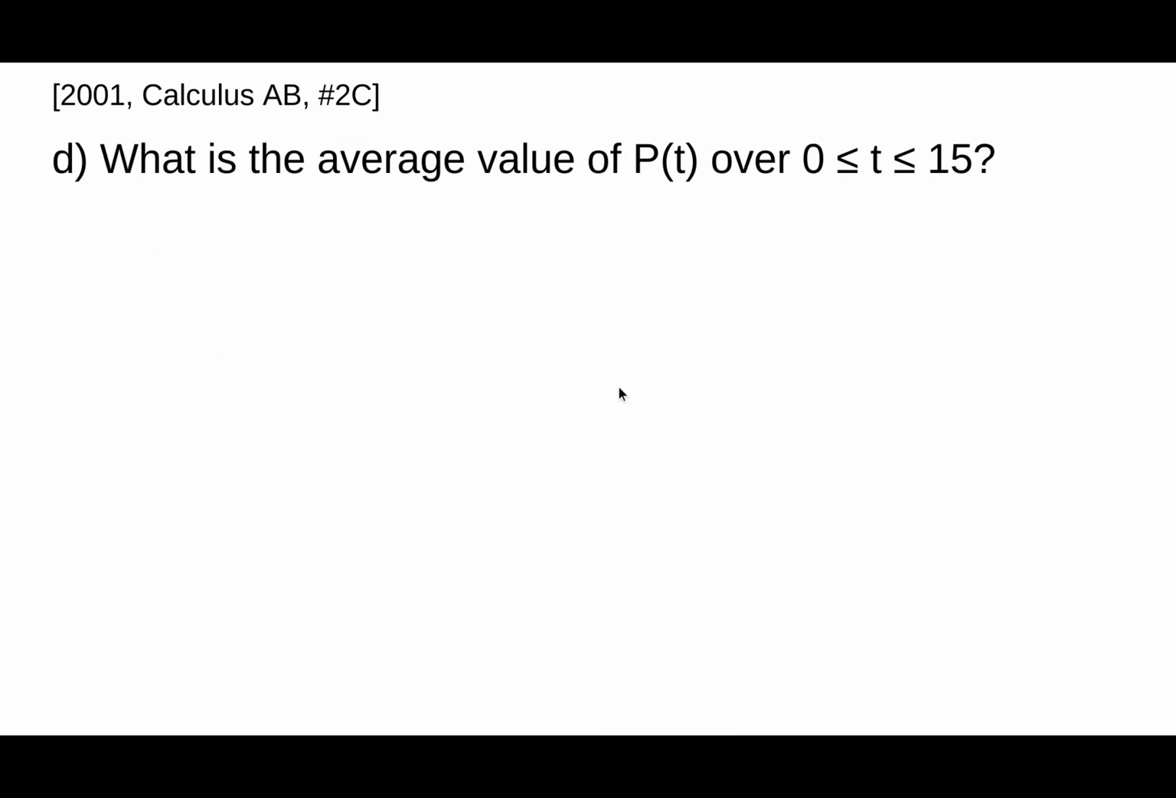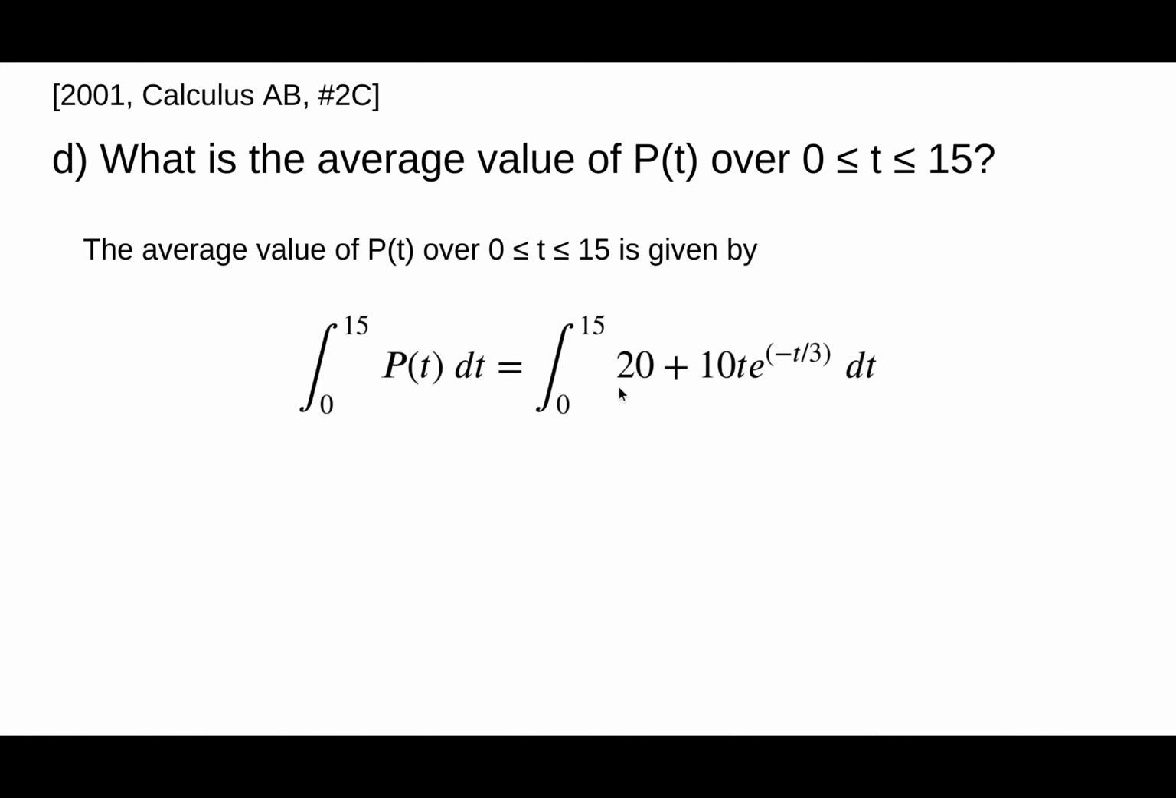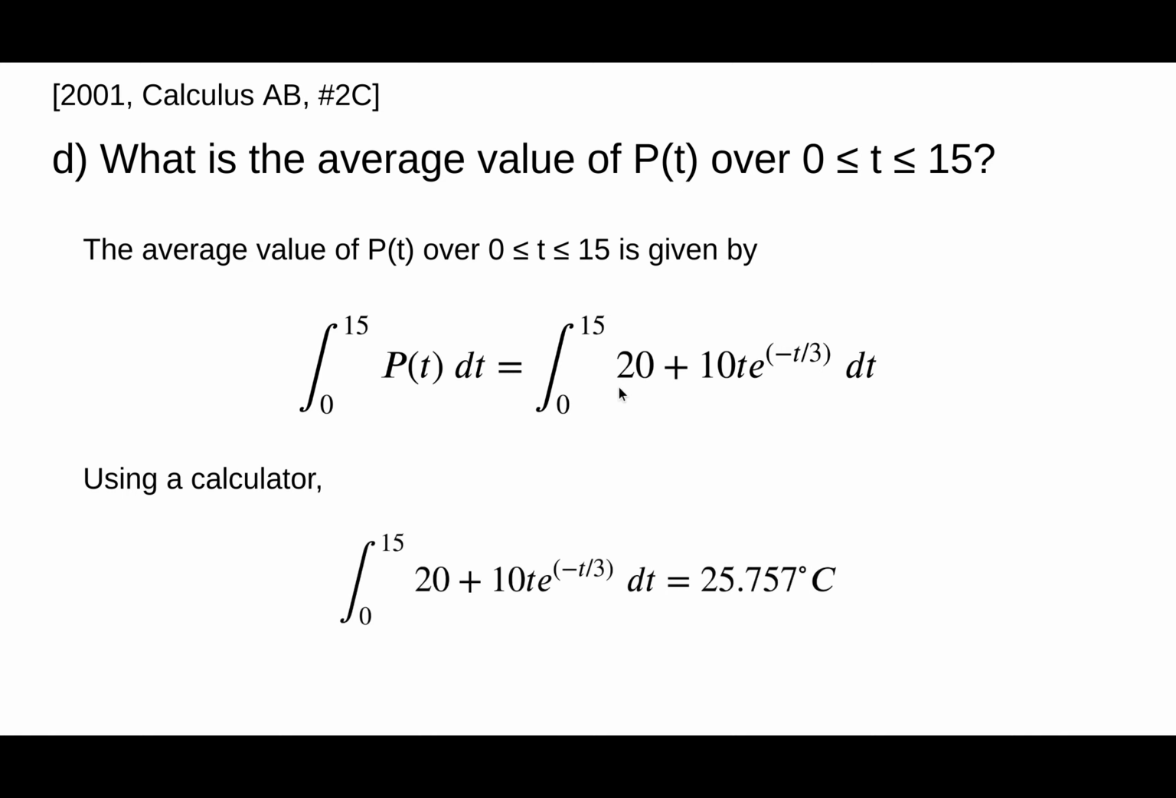In Part D, we are asked what the average value of P of T is over the interval from 0 to 15. And again, average value is just an integral, right? So write the integral that you're going to find. Either one should be sufficient. But again, this is a calculator active question. There is no expectation that you will find this antiderivative by hand. So don't bother, right? We've set up our integral. The reader knows what calculus we're asking the calculator to do, so we plug that into a calculator. That definite integral comes out to about 25.757 degrees Celsius.